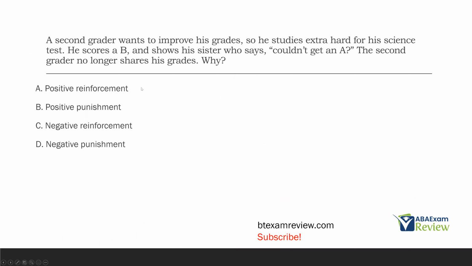A second grader wants to improve his grade, so he studies extra hard for a science test. He scores a B and shows his sister, who says couldn't get an A. The second grader no longer shares his grades. Why? Reinforcement punishment question.